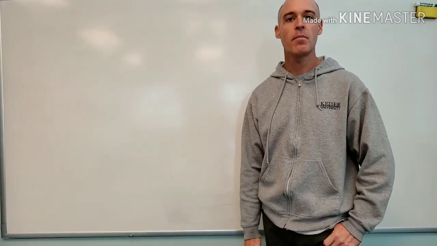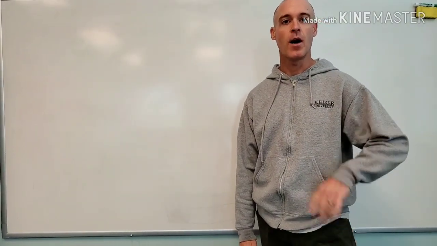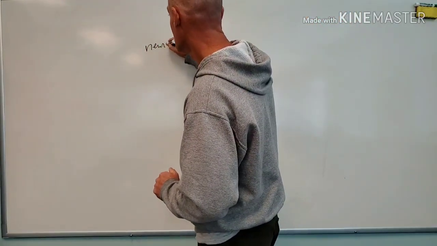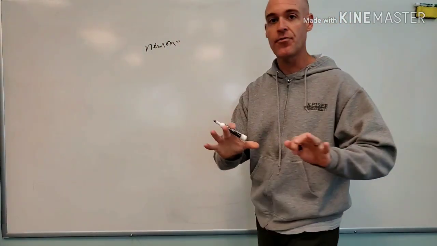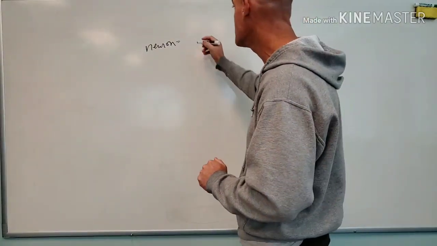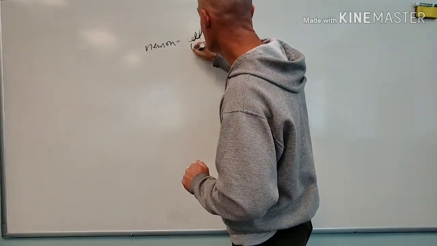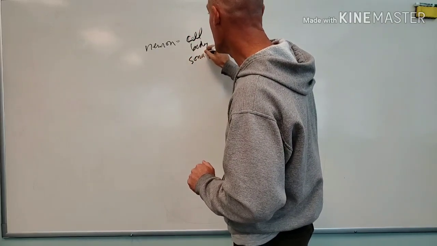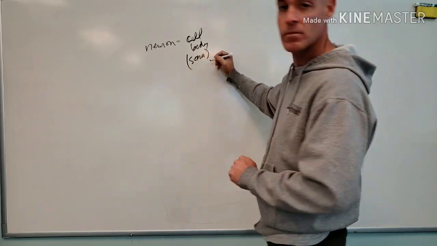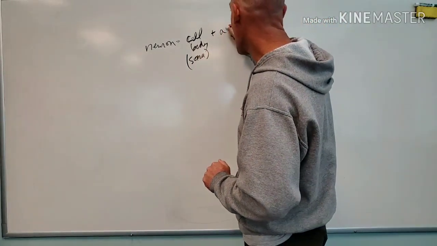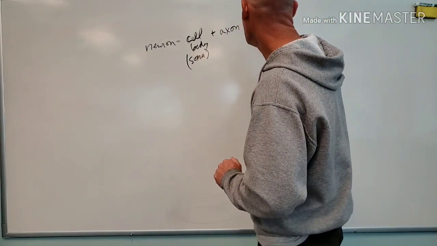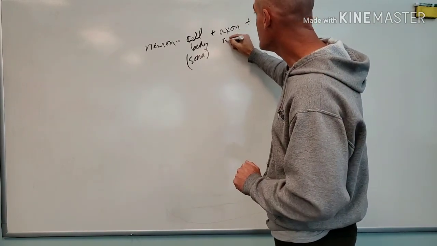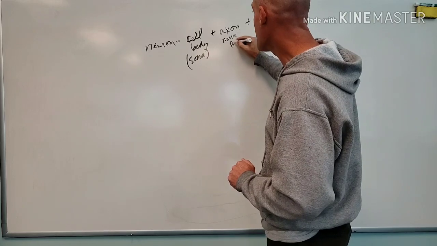Hey guys, today we're going to talk about some of the basics of the nervous system. I'm going to start with talking first about what a neuron is. A neuron is really defined in most textbooks by three things. It's defined by a cell body, which a lot of times is also referred to as a soma. It would be an axon, and it would be dendrites. An axon is the nerve fiber.